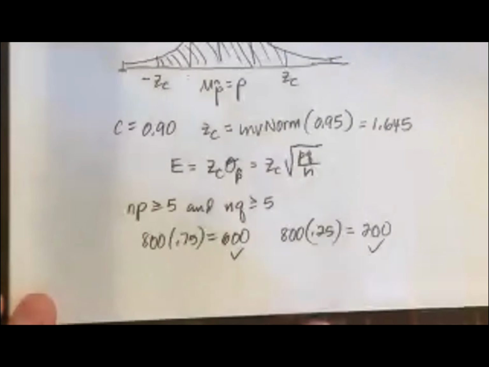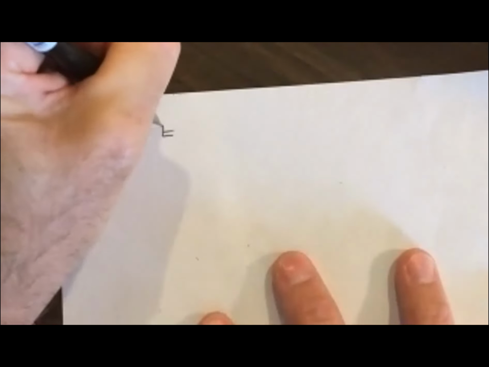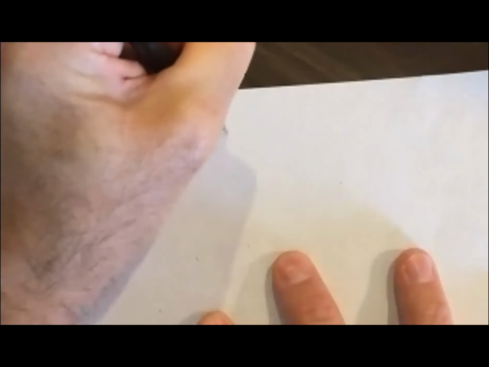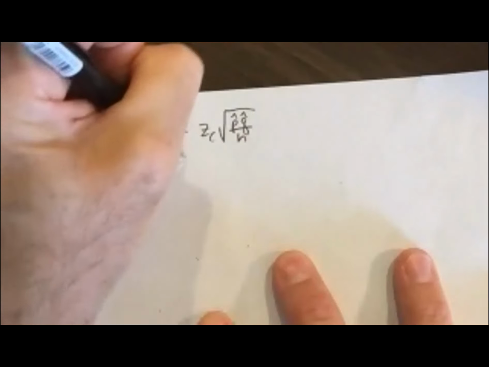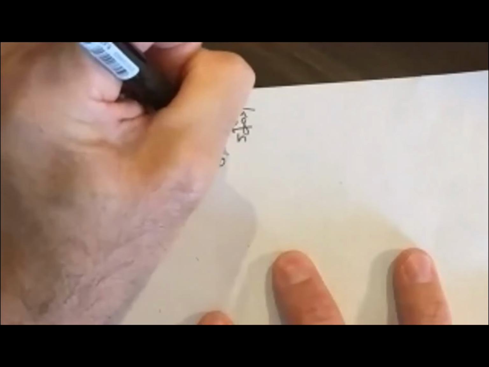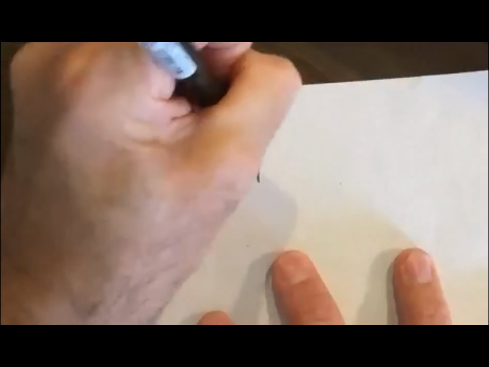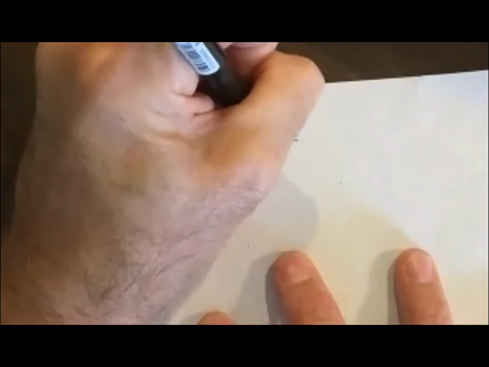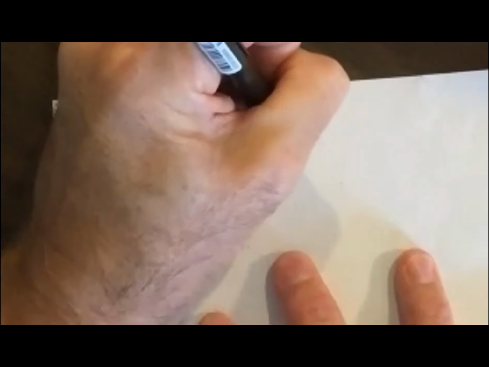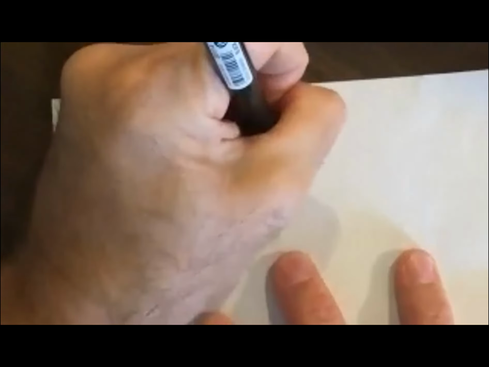All right, so let me flip over to the back. Our margin of error then, okay, waiting for the lag. There we go. Our margin of error then is z sub c times the square root of p hat q hat over n, which in our case was 1.645 times the square root of 75% chance of success, 25% chance of failure, divided by our sample size of 800.